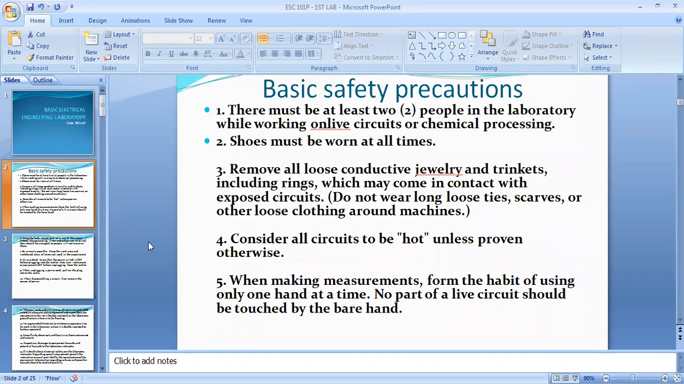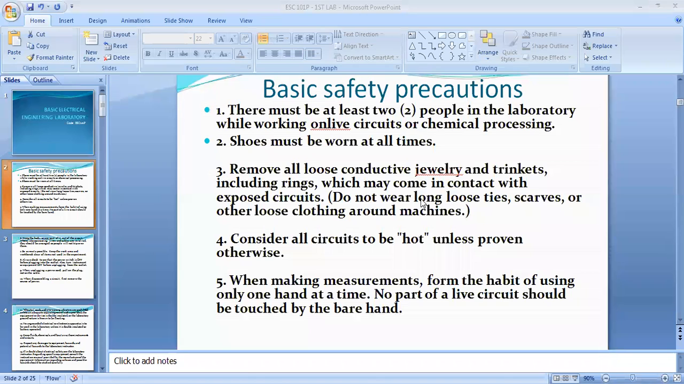So first, we are going to discuss the safety precautions. Today, we will divide our experiment into two parts. In the first part, we will discuss the safety precautions, and in the second part, we will discuss the various types of measuring instruments in our electrical engineering lab. So, what are safety precautions?